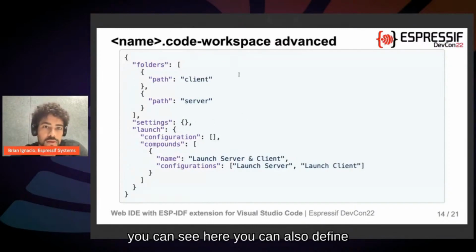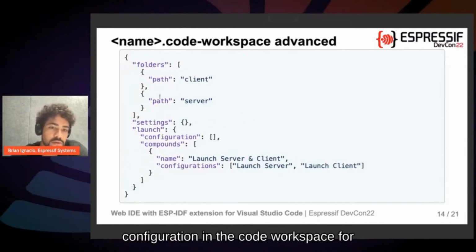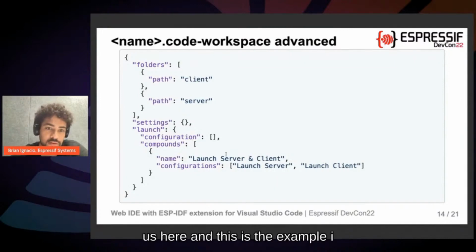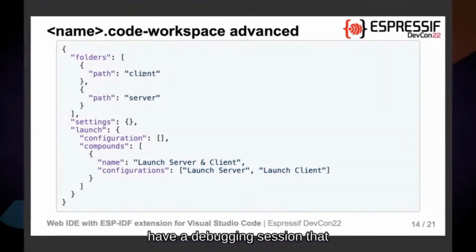You can also define a launch configuration in the code-workspace, as we have here. And this is the example I mentioned before. So if you want to have a debugging session that runs both client and server, you can define such scenarios here with the compounds configuration. The compound will just use a configuration here, launch server and launch client, which will be a single configuration for each of these workspace folders.